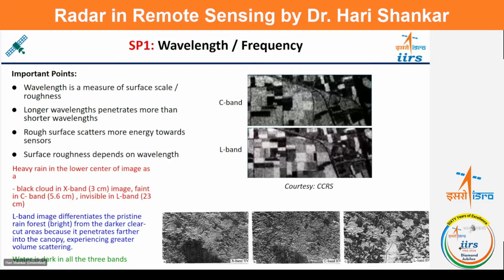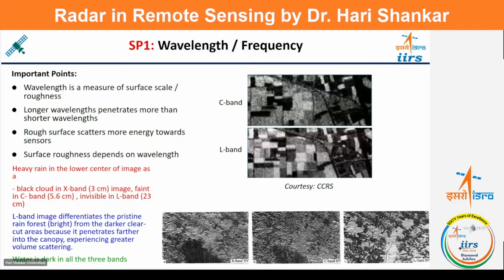So here you can see the first parameter SP1, that is wavelength or frequency. In this image you can see this is the C band image and this is the L band. What is C band or L band? Actually, as I mentioned yesterday, the microwave wavelength varies from 1 millimeter to 1 meter. This range is further divided into many sub-bands like K band, Ku band, X band, C band, S band, L band, P band, in increasing order of wavelength. So, the C band, L band, and P band.